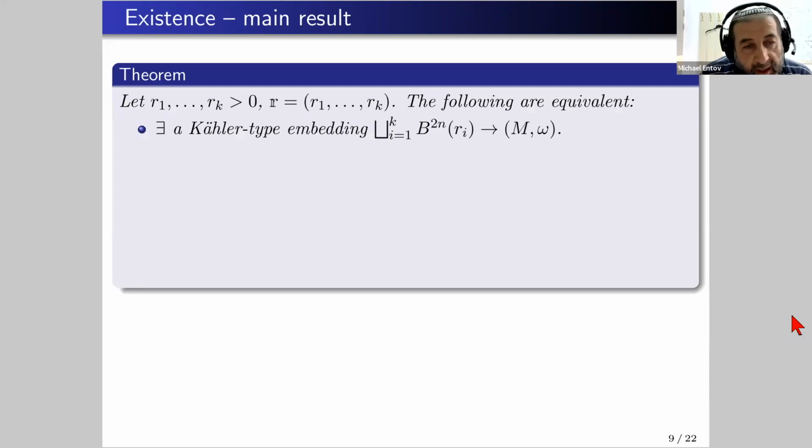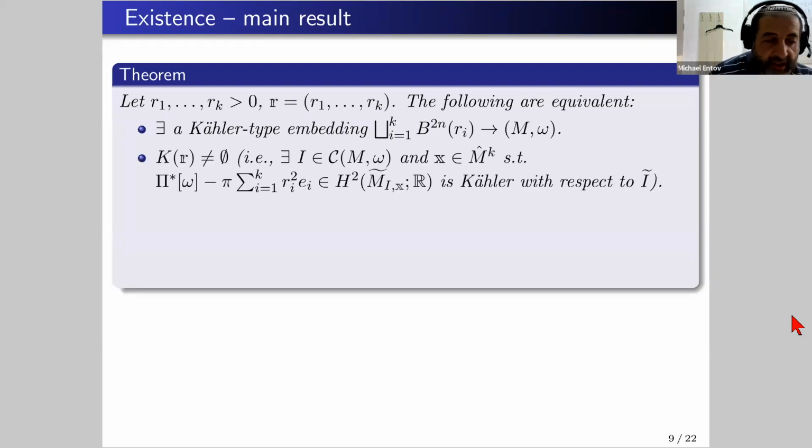The existence of a Kähler-type embedding of such a collection of balls into M is equivalent to saying that the set we've just seen is non-empty. So if you unwrap this definition, it means that there exists a Kähler-type integrable complex structure on M compatible with omega and a tuple of points in M such that for the corresponding complex blow-up, the relevant homology class is Kähler.